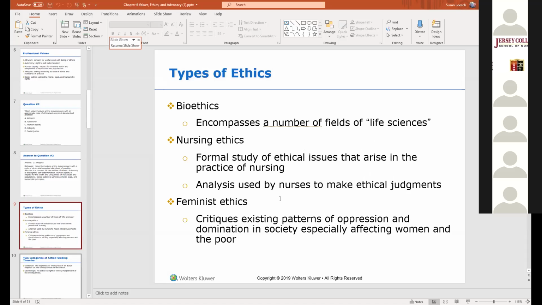So there's a few types of ethics. Okay, bioethics. This talks about life sciences or the field of life sciences. Ethics itself is a study of the principles of right and wrong conduct. So when we look at ethics, that's what we're talking about, the difference between right and wrong. Sometimes they talk about good and evil. Okay. So when we talk about bioethics, we talk about life sciences, like what kind of person should I be in order to live a moral life?